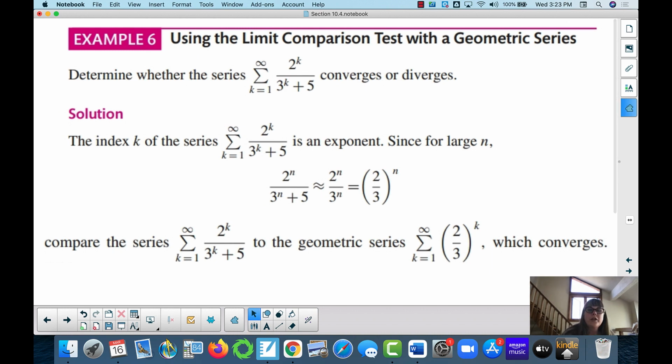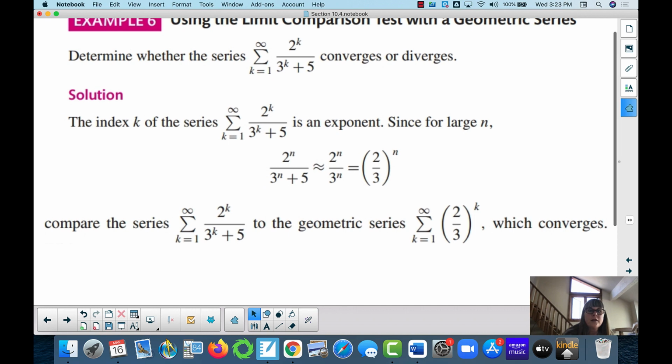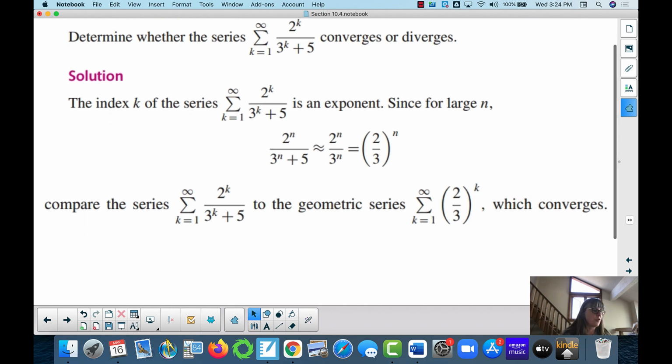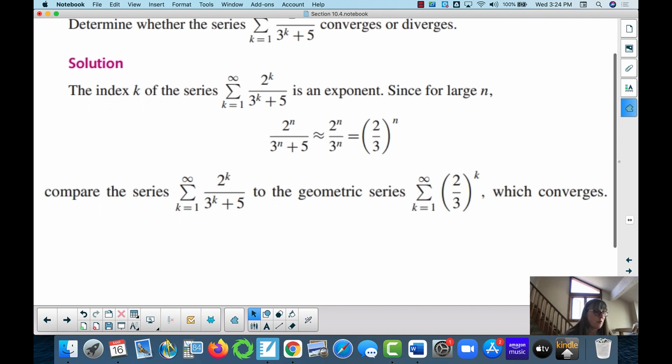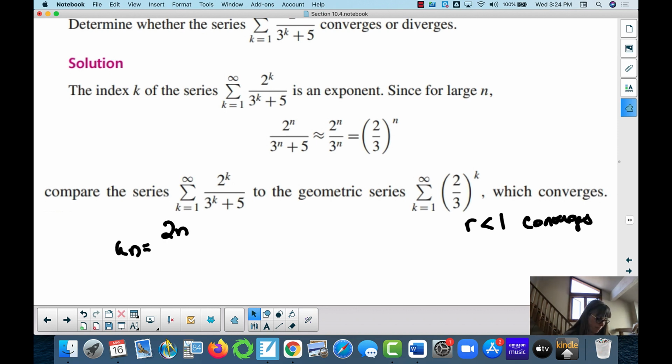And on this last one, we're going to use a geometric series. So we can see that this geometric series, because of this plus 5, is very much like this, which would give us this, which would be a geometric series where r is 2/3. And so because r is less than 1, that series converges. So our a sub n is this, and our b sub n is our geometric series.